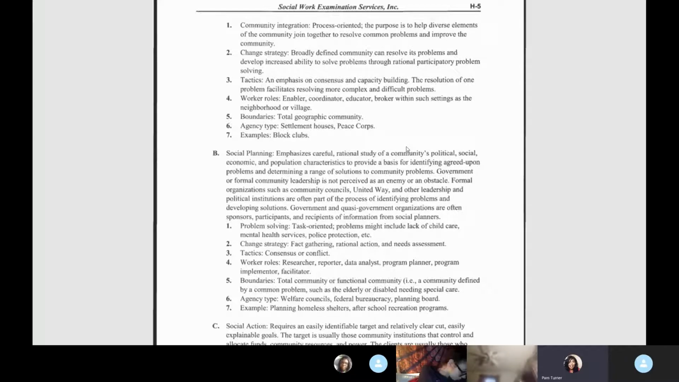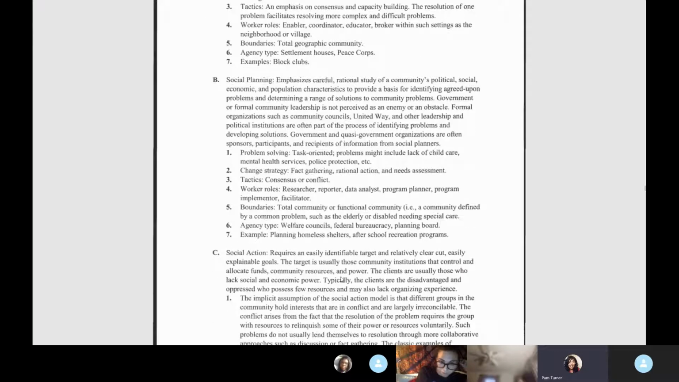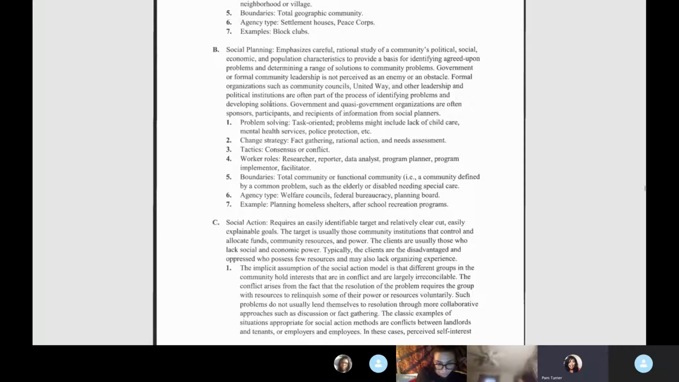Okay, so the planning comes before social action. So problem solving, task oriented. My worker, the social worker, plays the role of the researcher, reporter, data analyst, program planner, program implementer, facilitator, etc. Okay, and then again, social action is different than planning.